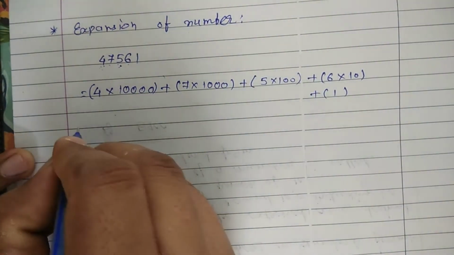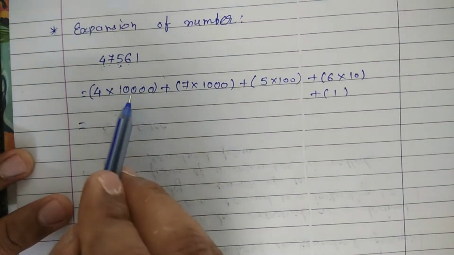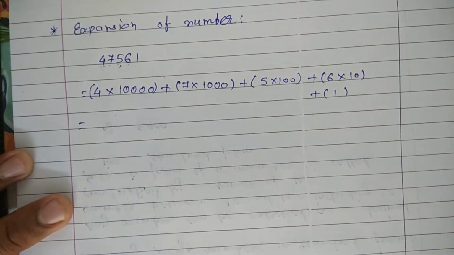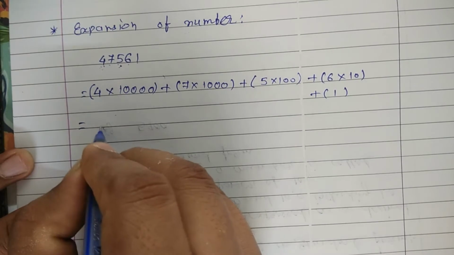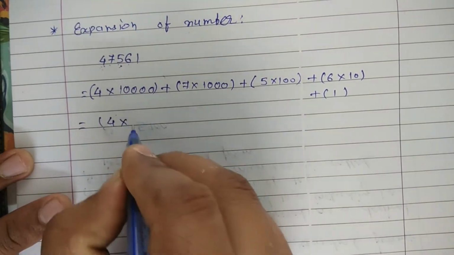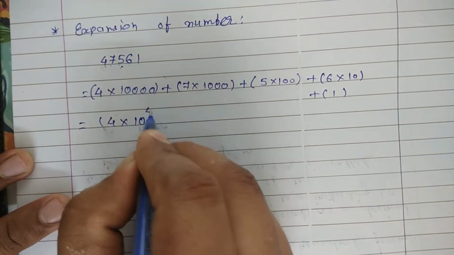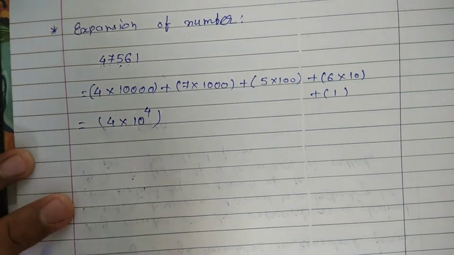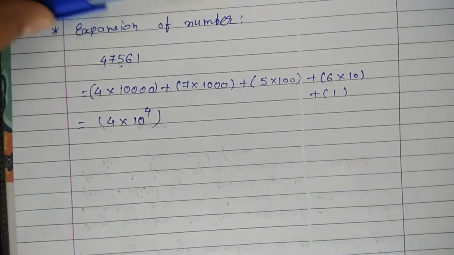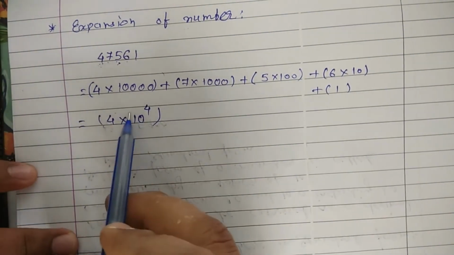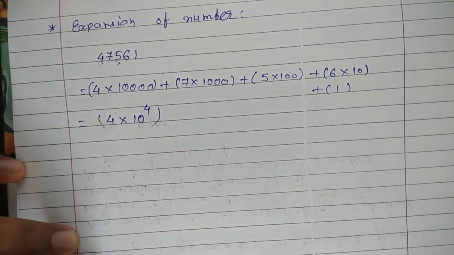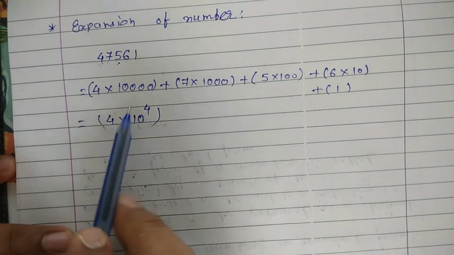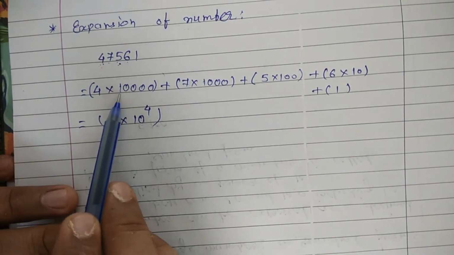That is equal to, now this 10,000 we can write in exponential form. It is nothing but 4 multiplied by 10 raised to the power of 4. Now how have I written this directly? You have to keep in mind, if the number is in the form of 10, 100, 1000, 10,000 and so on, you have to count the zeros after the 1.